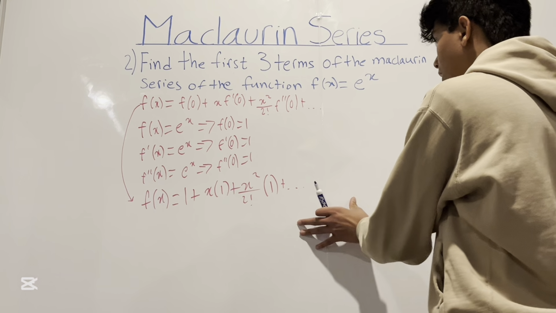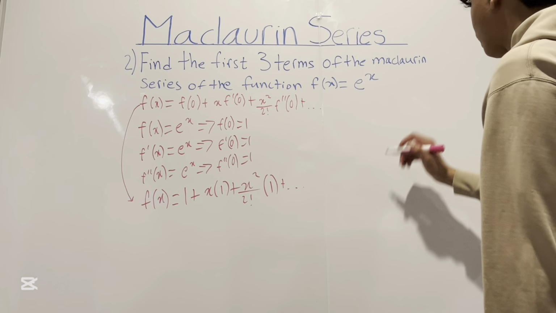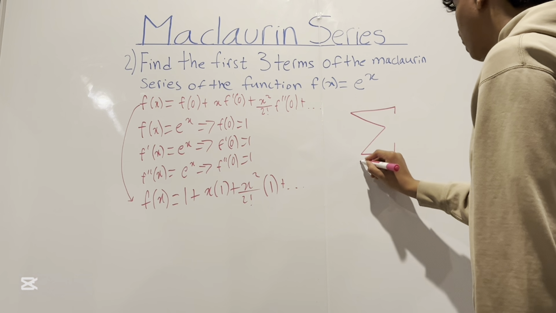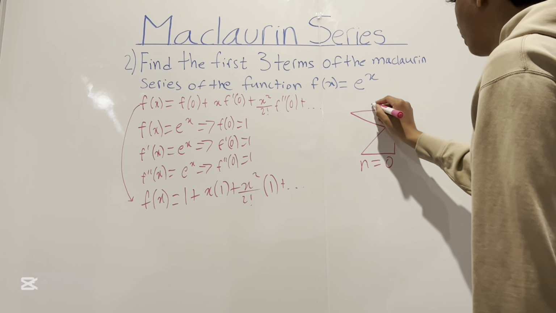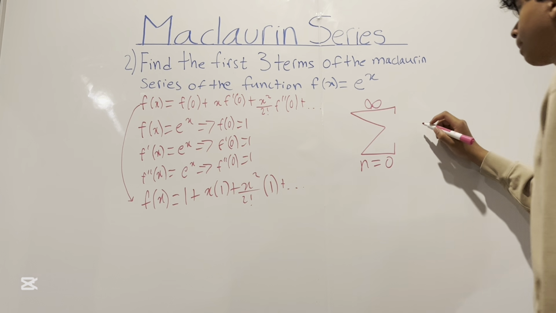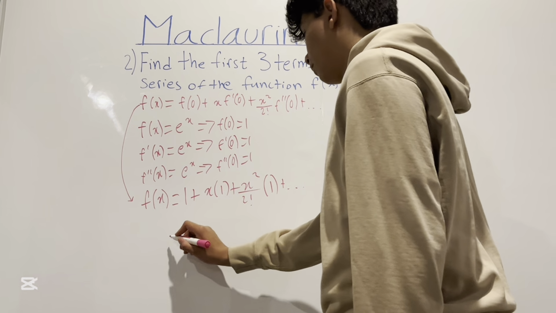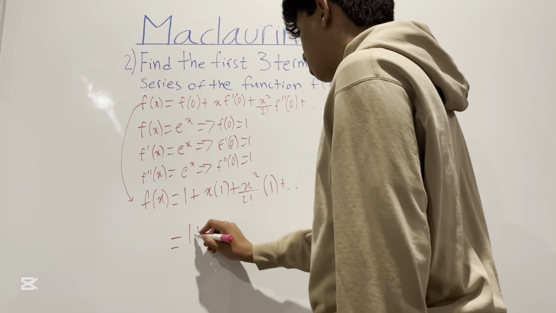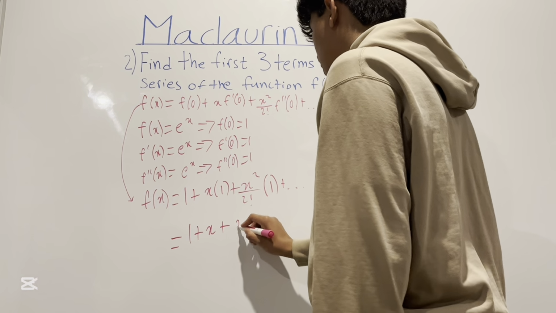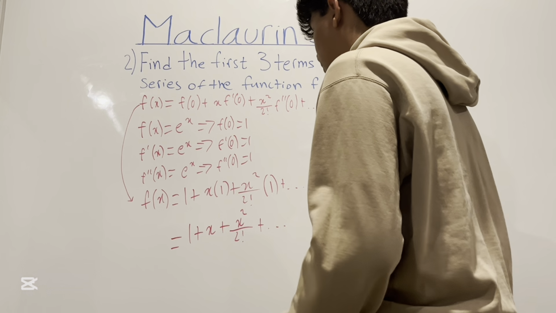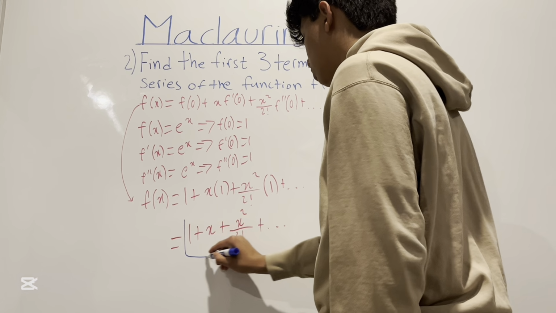So now let's find the power series for it. Sigma n is equal to 0, infinite terms. And once again, actually let's clean this up a little. So this is just going to be 1 plus x plus x squared over 2 factorial, and so on. So these are the first three terms.